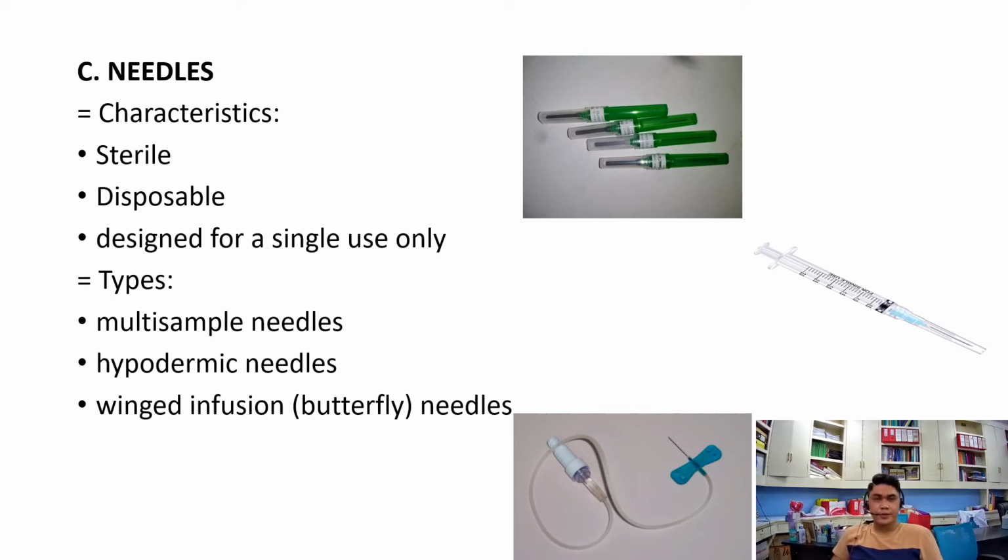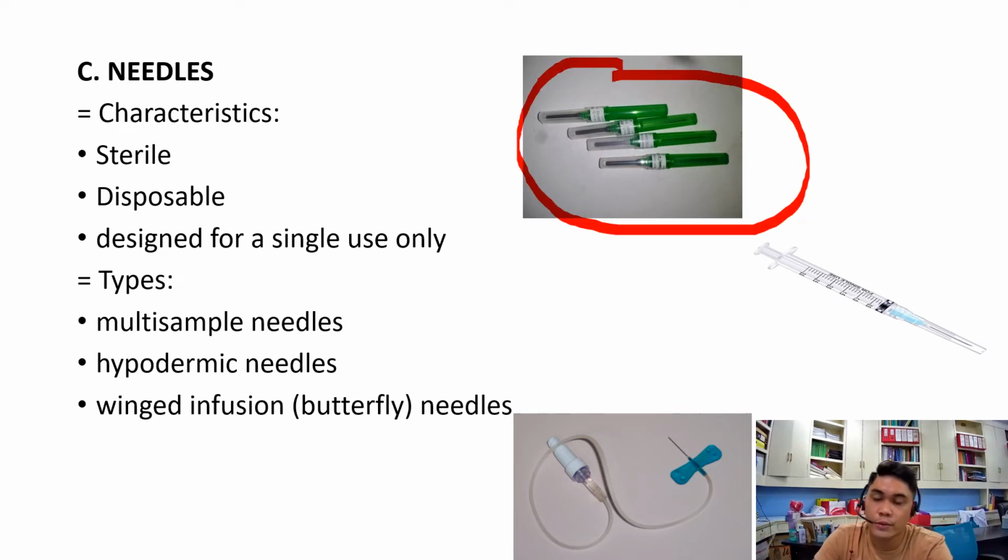So first, characteristics of a needle used in venipuncture. It's sterile, disposable, so it's designed for a single use only. And regarding types of needles used for venipuncture, you have multi-sample. So this is an example of a multi-sample needle. This is the needle used in ETS or evacuated tube system.